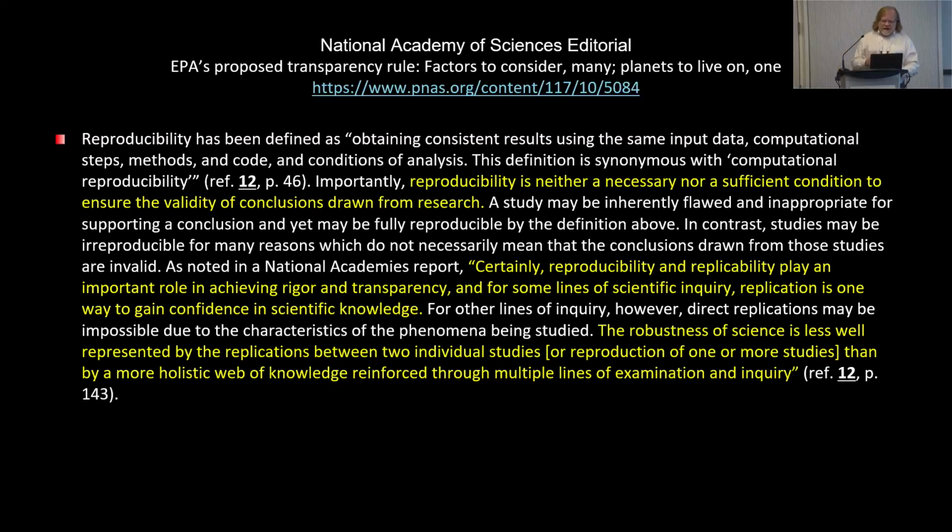The robustness of science is less well represented by the replications between two individual studies or reproduction of one or more studies than by a more holistic web of knowledge reinforced through multiple lines of examination and inquiry. I can't tell you the number of times clinicians look at epidemiological studies and say, observational. I mean, there's no causal inference I can draw between these two conclusions. Well, okay, but don't throw it out yet.